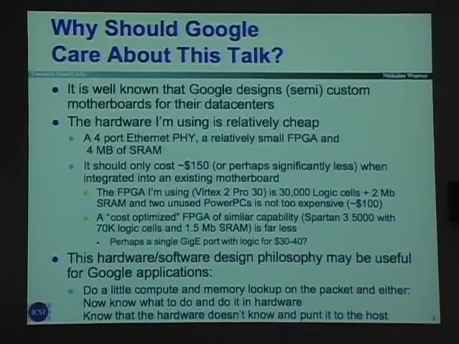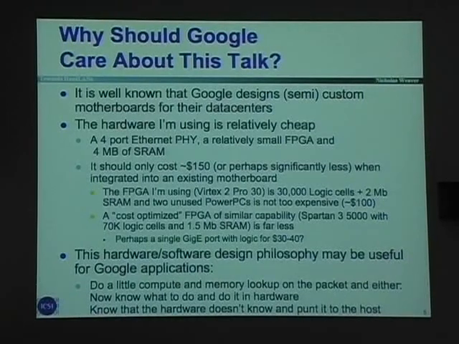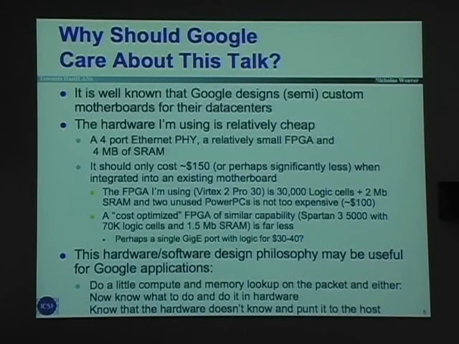So before I get in more, why should Google care about this talk at all? Everybody knows Google designs their own motherboards. The hardware I'm using is actually relatively cheap. A 4-port Ethernet PHY, a small, not too big FPGA. I'll tell more about those later. And 4 megabytes of SRAM. It's the kind of thing that you could build onto a motherboard for maybe $150, $200 a board. And you might be able to do a more cost-optimized version where it's only a single Ethernet or 2 Ethernets and get the price down to 30 or 40 a board.